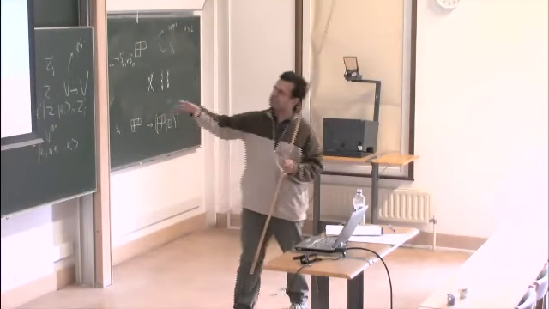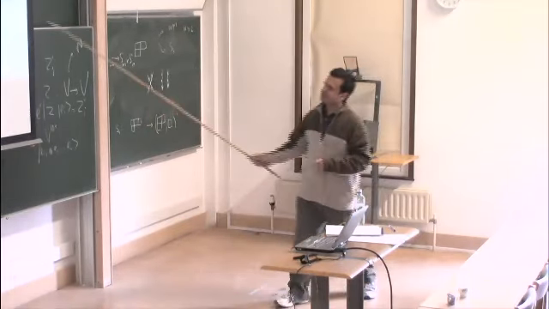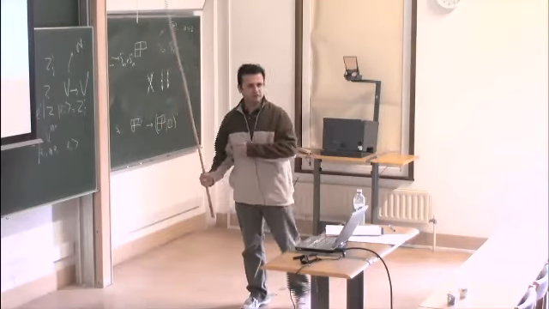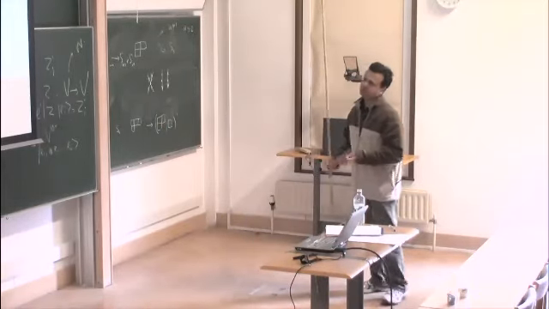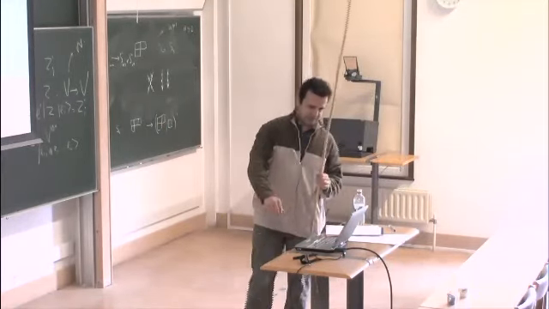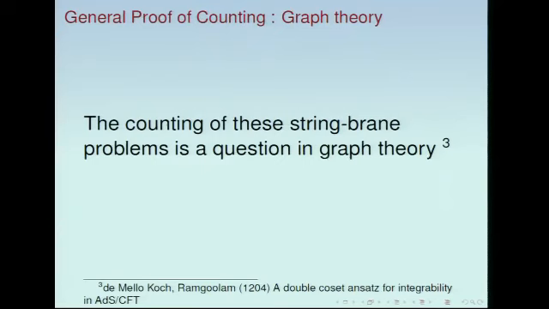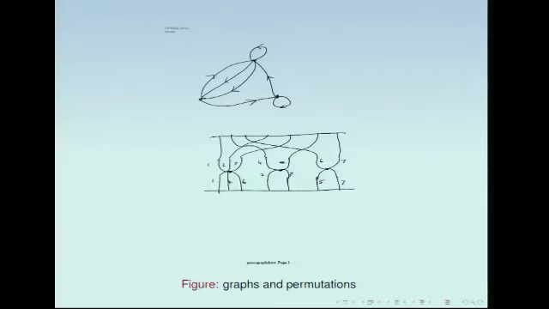So what we have found in this recent paper is that this mixing problem has a very elegant solution in terms of graphs and double cosets of permutation groups. So I'll just outline that briefly. So the counting of these string brane problems is a question in graph theory. And the next thing is that this graph theory problem is a question in permutations.